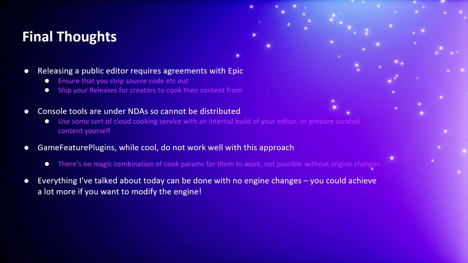So some final thoughts. These are things that I could spend a long time talking about, but don't have a substantial amount of time to do it. If you're going to release a public editor for your game, you do need an agreement with Epic. So speak to your Epic rep if you do want to ship a custom editor. Ensure that you strip all of your source code out. Please do not ship your game's source code. You can do binary-only builds of the editor and of the engine that content creators can use. You can ship all of your assets and those sort of things, and make sure that you do ship out your releases for content creators to cook their content from.